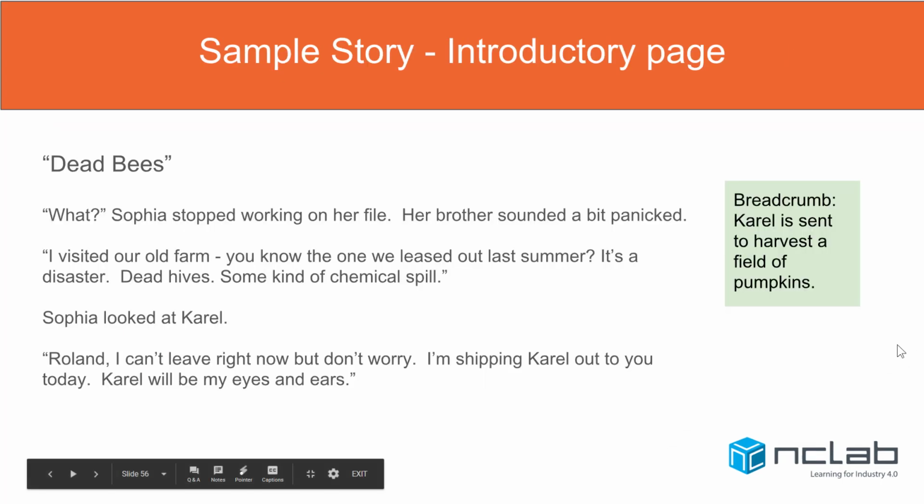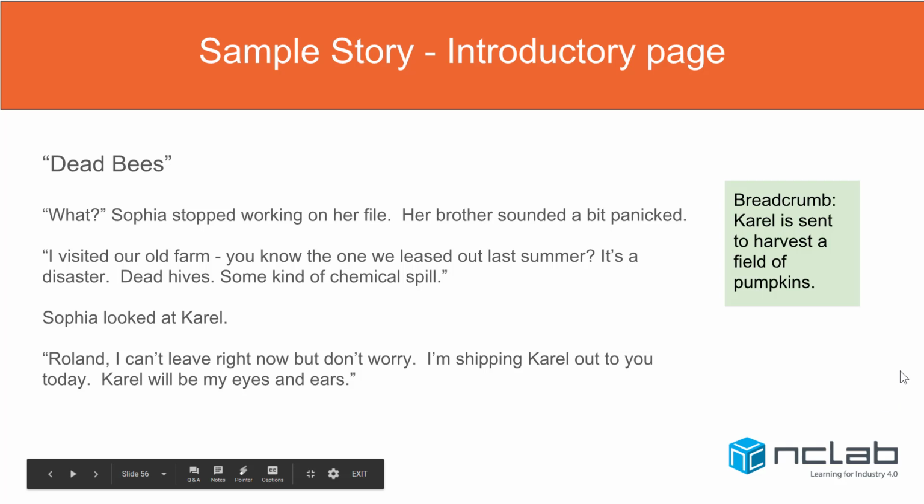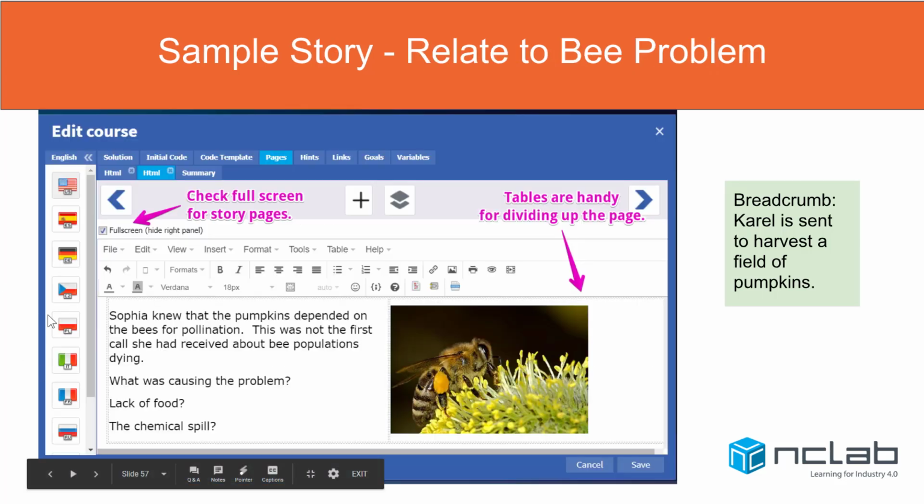All right, so here's a sample story. This is the introductory page or the breadcrumb. And Sophia is working away and she gets a phone call from her brother who says that he visited the farm and it's a disaster. There's dead hives everywhere, some kind of chemical spill. And Sophia says she can't get there right away, but she's going to ship Karel out to him, and Karel's going to be her eyes and her ears. That was our first page, and that would be over here.